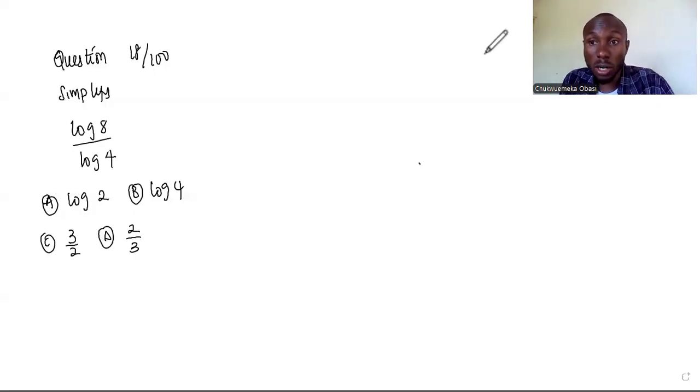All right, guys, welcome to the 18th question of this challenge. And we still have another question on logarithm. How do we simplify this logarithmic expression?